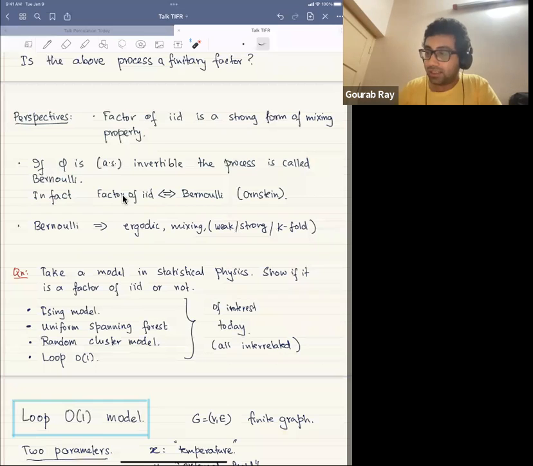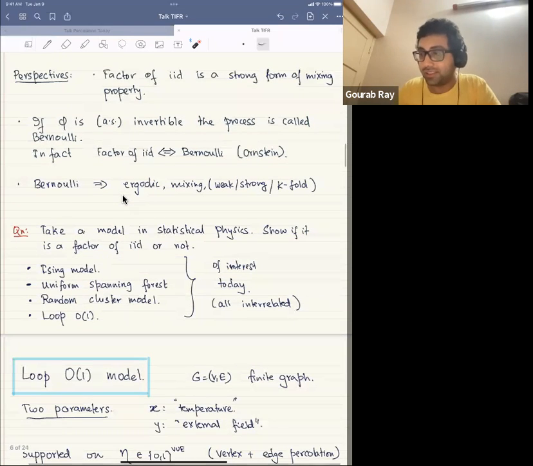It's kind of a recent obsession of mine to take a statistical physics model and ask whether it's a factor of IID or not. As far as I understand, one of the models for which this question has been asked before is the Ising model. I'm going to define the Ising model later, but whatever I talk about today is going to be related to these four statistical physics models, and mainly this last one, and that's what this talk is about.